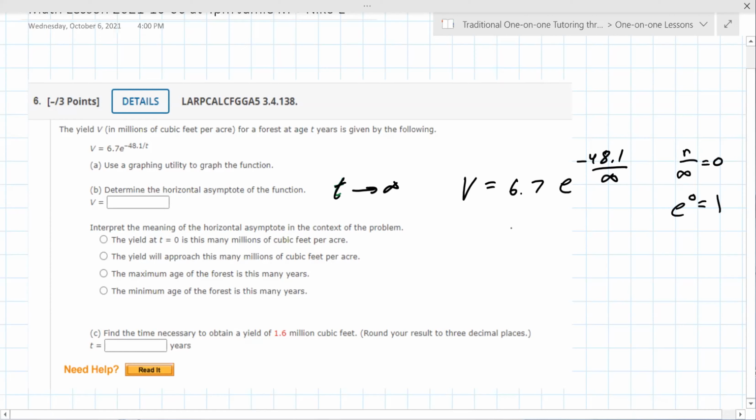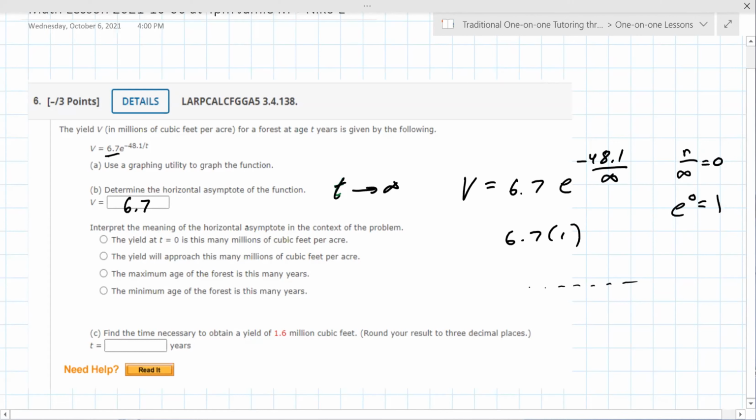1. So this is like 6.7 times 1. So the answer here is that this goes to 6.7, that first number there. So if you graph it, I don't even know what it looks like when you graph it, but you will see that it approaches that horizontal line there. We can graph if we need to later on.